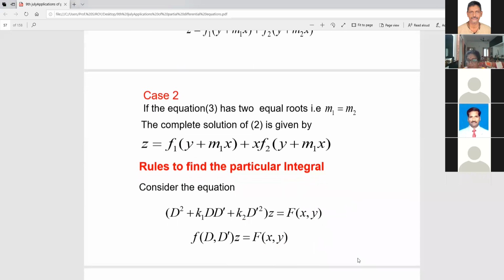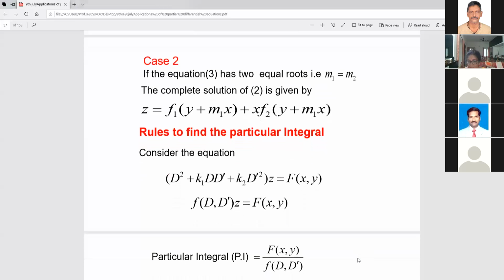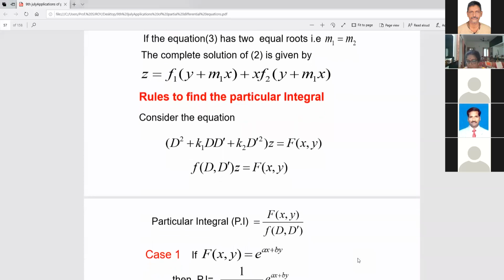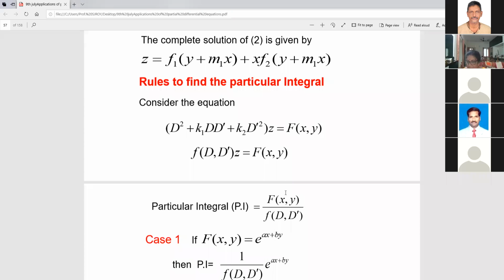Now finding the particular integral. So this is also very interesting. Once you write down this particular integral, f of x, y divided by f of D, D dash, we'll be replacing it one by one with a function like exponential, sine function, or any function, whatever it may be. Again, you will have some factors here.